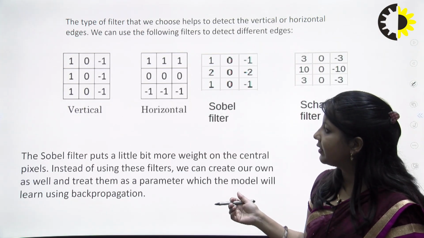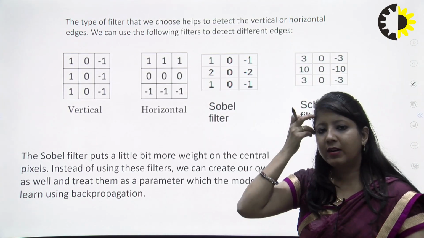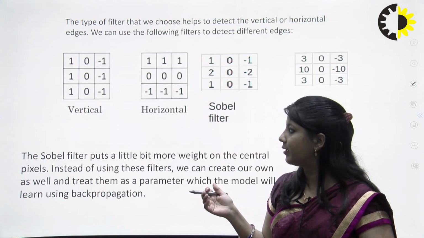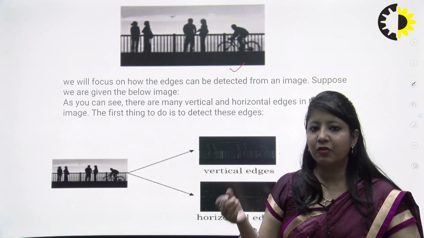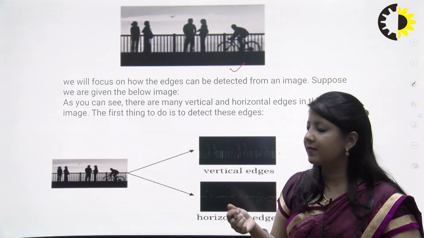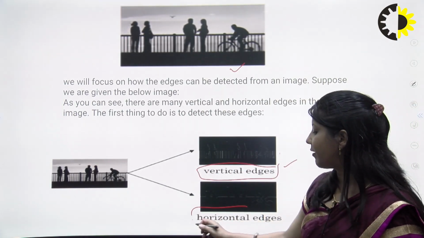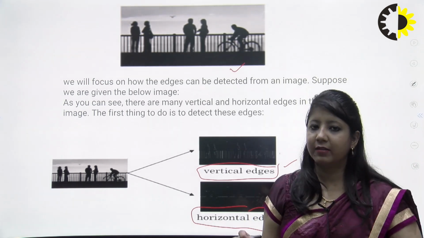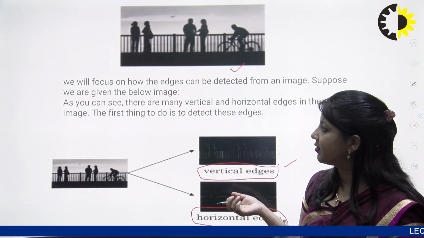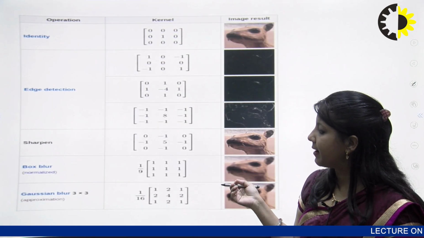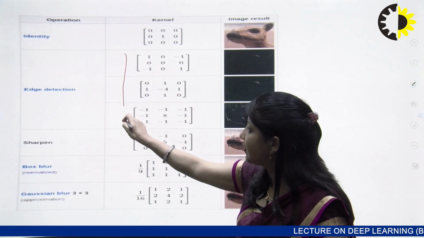So we have different filters like vertical, horizontal, oval and scar filters. Depending on our need, we can apply them. For example, if this is the image and we want to detect the vertical edges, for vertical edges we have to apply the vertical filter, and for horizontal edges we require the horizontal filter. So depending on the requirement, we can use different filters here. These are the different matrices of filters. According to the application, such as edge detection, we can choose these filters.